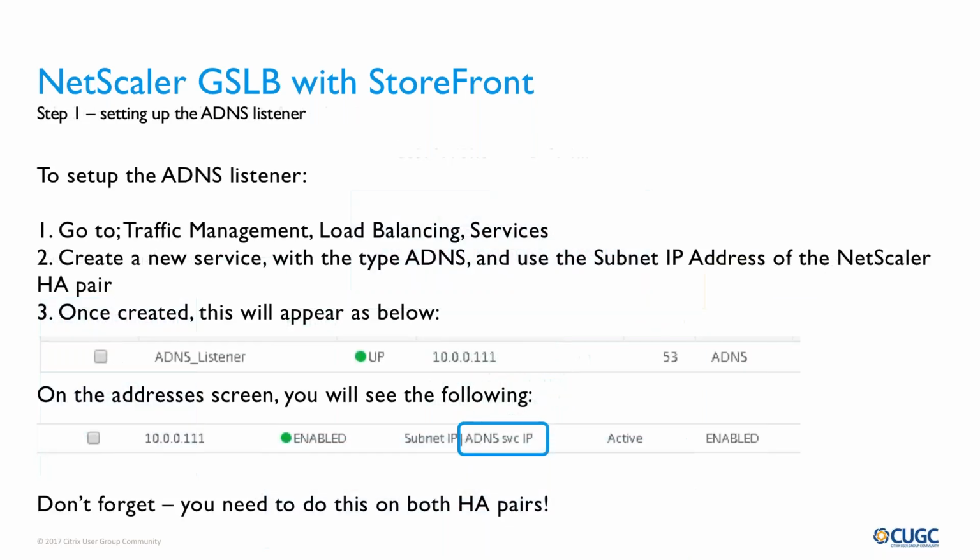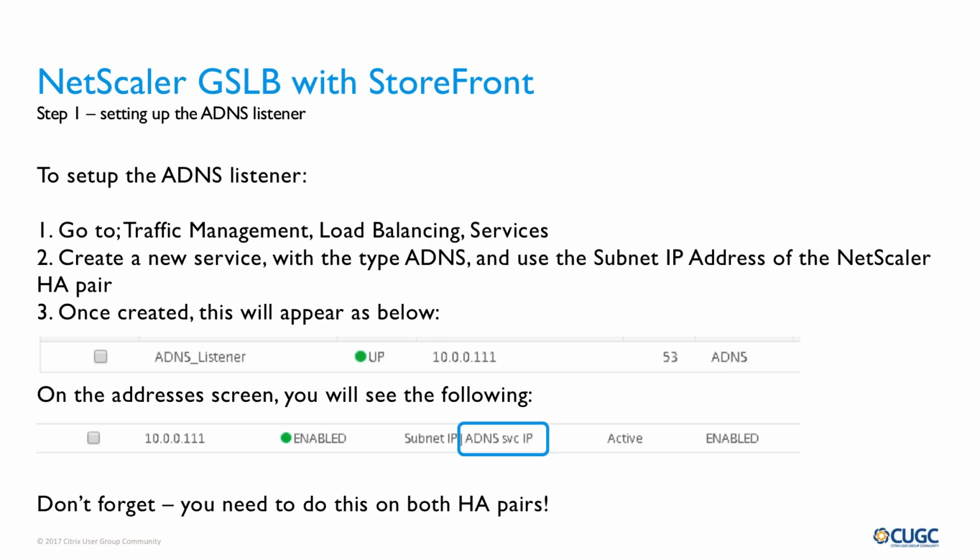So the first thing we need to do is set up the authoritative DNS listener. To do that, we go to traffic management, load balancing, and then services. Create a new service with the type ADNS and just put the subnet IP address of the NetScaler HA pair in. Once that's created, you'll see it on the addresses screen: next to your subnet IP, a new ADNS service IP will be shown. Just don't forget you would need to do that on both HA pairs, so they can both respond to the DNS requests.